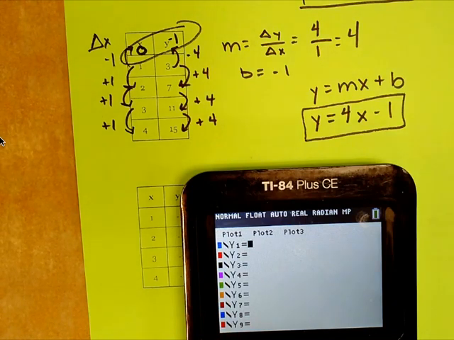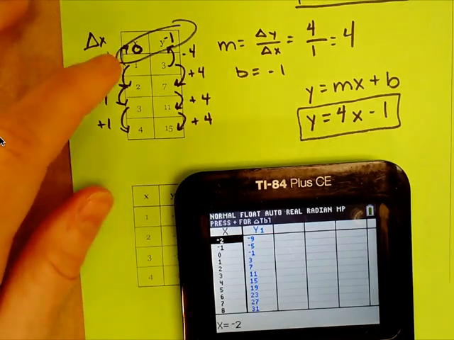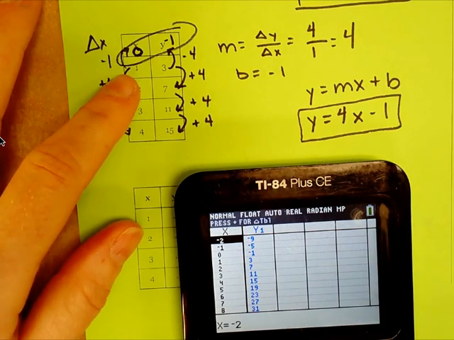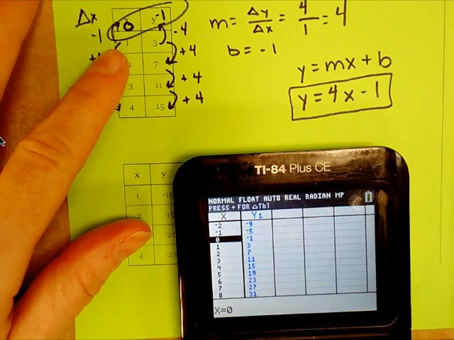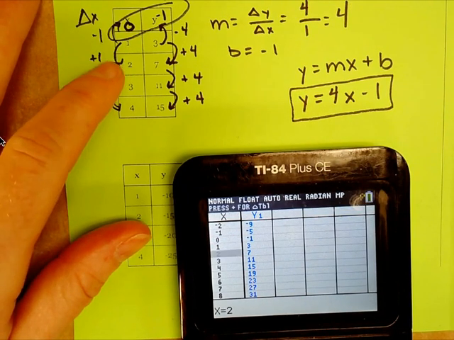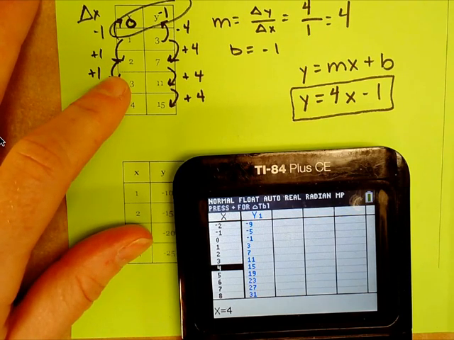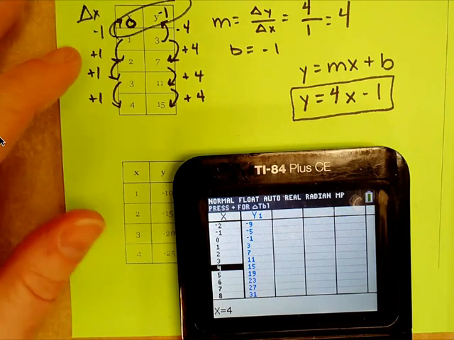Let's go to y equals, plug it in. 4x minus 1, then go to our table of values. Is 0 negative 1 there? Yep. 1 3, 2 7, 3 11, 4 15. So we did it correctly.